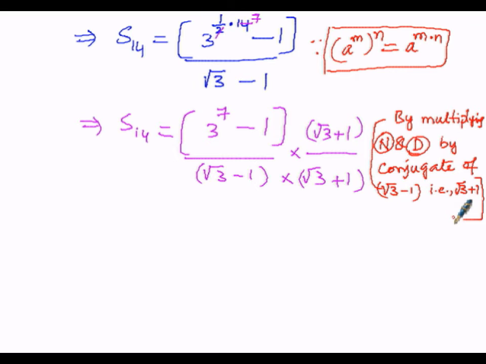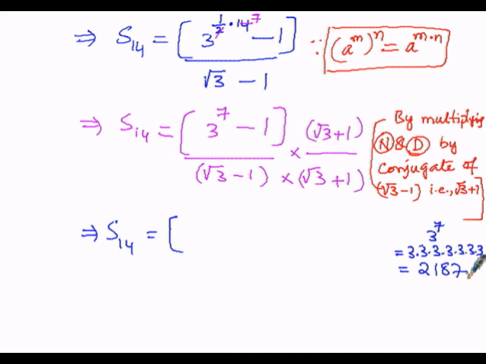Then the next logical step. That implies S14 is given by 3 multiplied 7 number of times, that is 3 into 3 into 3. So here 3 to the power of 7 can be written as the base repeatedly multiplied exponent number of times, that is 7 times. When we multiply all these, we get 2187.